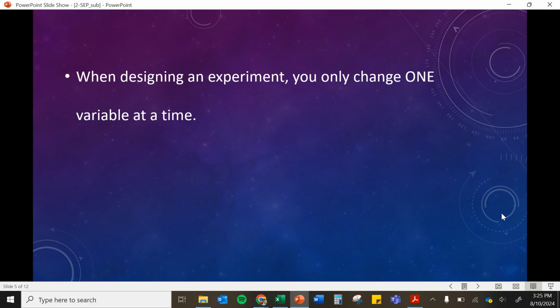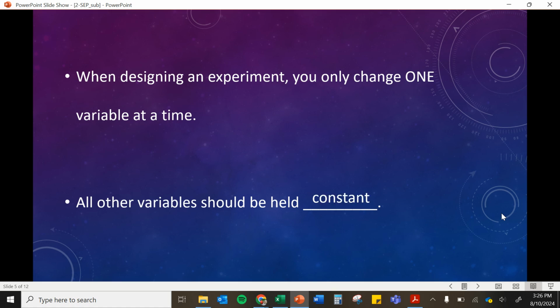A big thing to consider once we have our experiment that we're going to be investigating is that we only change one variable at a time. We want to do this because if we change multiple variables, we don't know exactly which one is causing the change. All other variables should be held constant, and we refer to those as constants, things that are the same in our experiment.